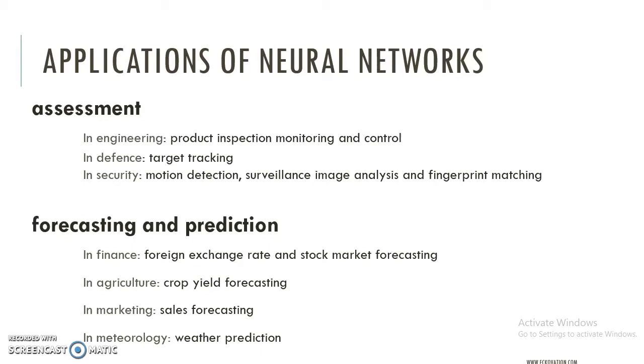In marketing, generally a neural network can predict the sales. In meteorology, weather prediction happens with the use of this artificial neural network. So there are a lot of applications we can use it for. Now we're going to discuss how this artificial neural network works. Before that, we're going to discuss how biological neurons actually work, because the artificial neural network is a synonym of the process by which our neurons work.